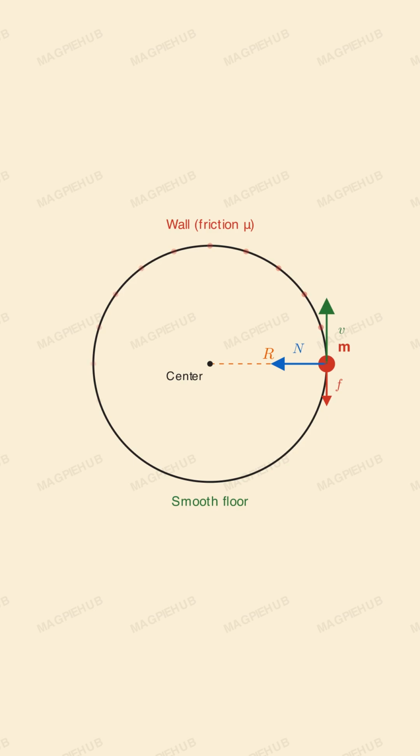Since the block slides against the rough wall, a friction force F acts tangentially, opposing the motion. The velocity v is tangential to the circle. Watch how the block gradually slows down as friction removes its kinetic energy.